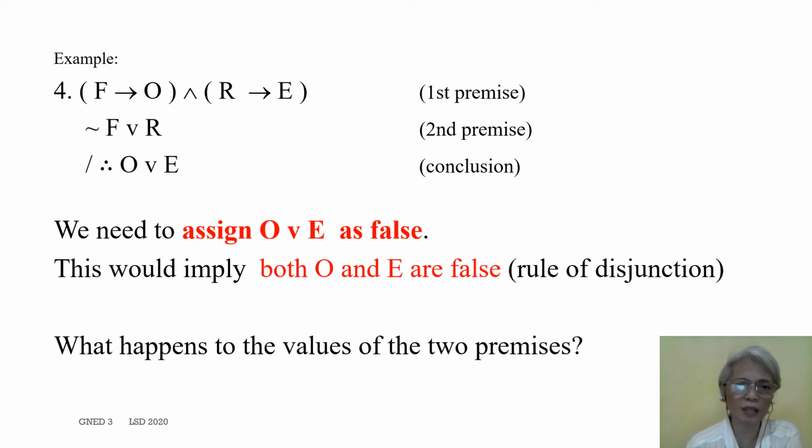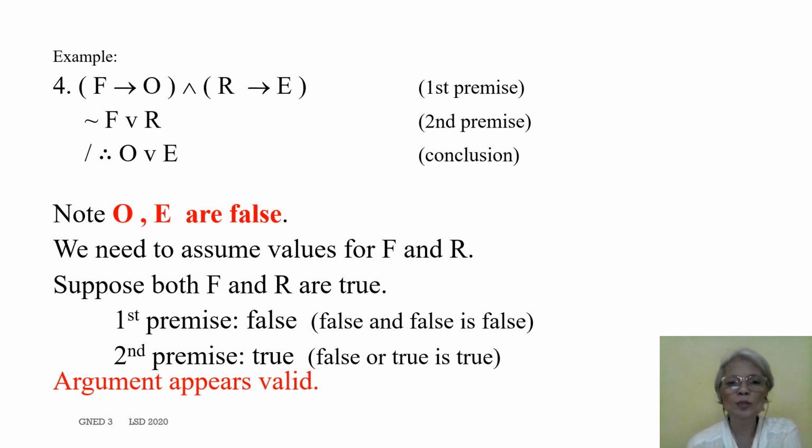So, we need to assign truth values for F and R and determine the truth values of the premises from then on. Alright? There are four possibilities: F and R both true, F and R both false, and one of them true and the other false. So, suppose F and R are both true. So, true implies false is false. R is true, E is false. So true implies false is also false. So false and false is false. So we are able to find a premise which is false.